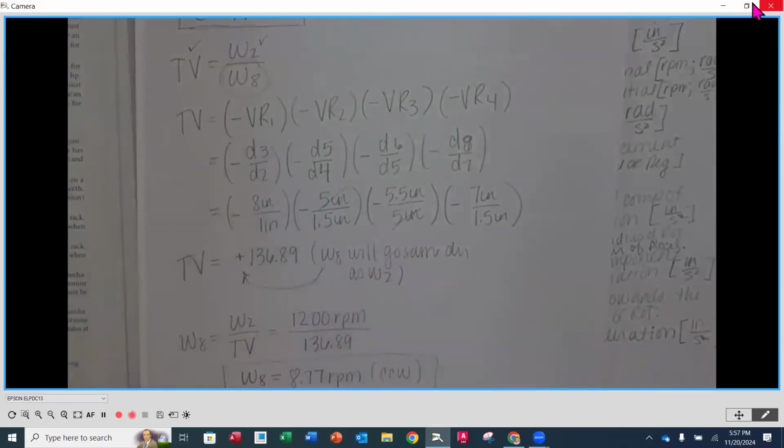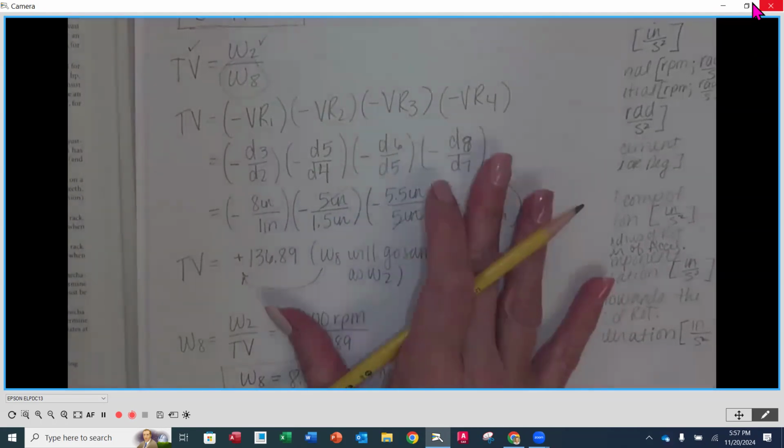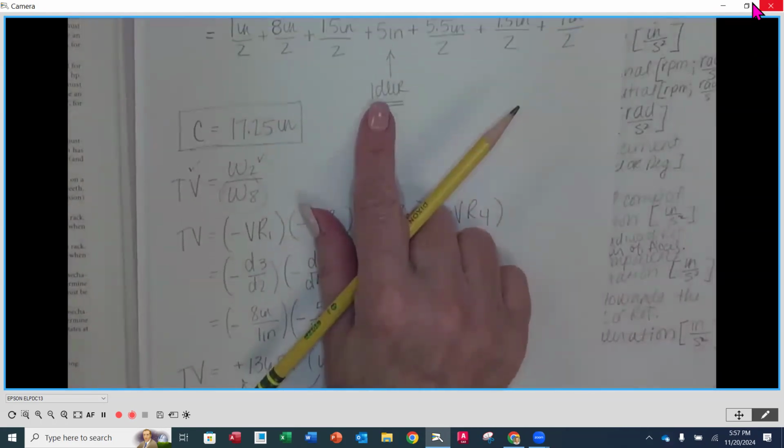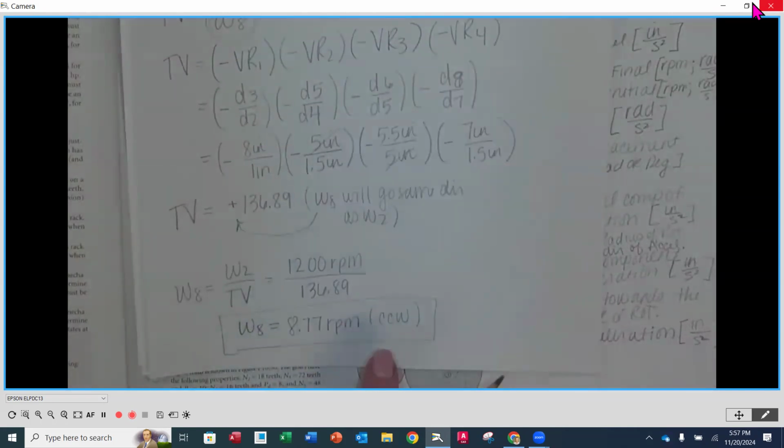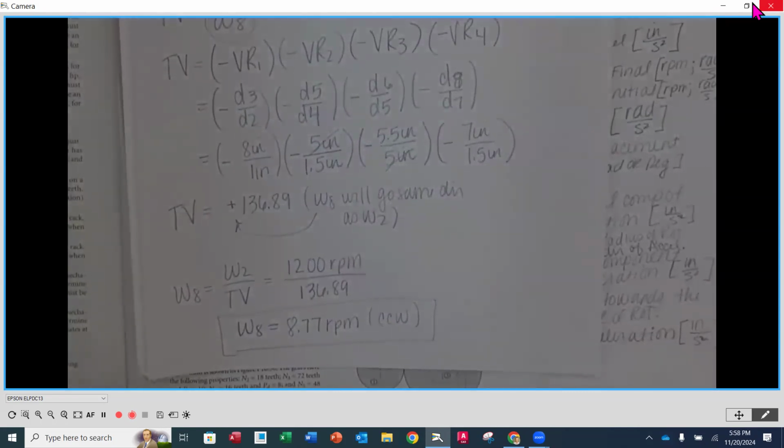Okay. So we see that it doesn't make a difference in the train value, but it does add to the center distance and it does change the final direction of the output speed. And that's the reason you have it. So if you would stack these together and you have 3 velocity reductions and you're like, crap, I want the output to go in the same direction of the input, you just add an idler. That's it. Okay. And the only thing it impacts is that direction and the center distance.